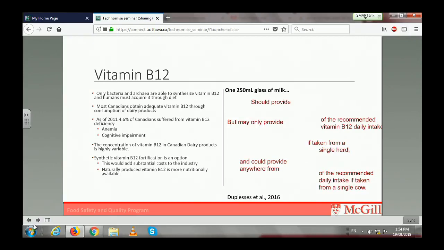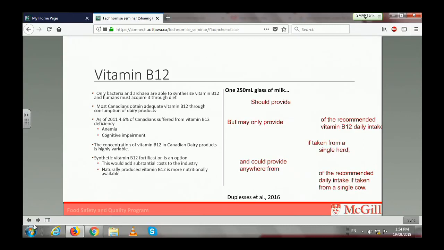As of 2011, 4.6% of Canadians were deficient, and this might seem like a lot, or it might not seem like that many, but it's a big issue because you suffer from anemia and you can also suffer from cognitive impairment, which is probably really significant to all of us. But the problem with this is if you look on milk, if the vitamin B12 is listed in the milk, it's listed that a 250 milliliter glass of milk gives you 46%.